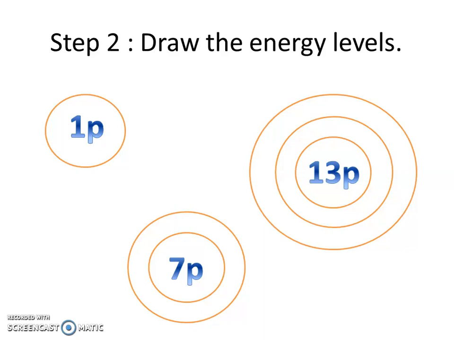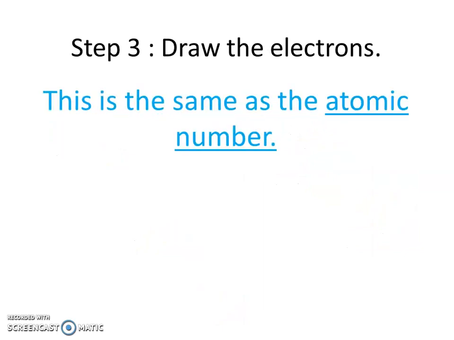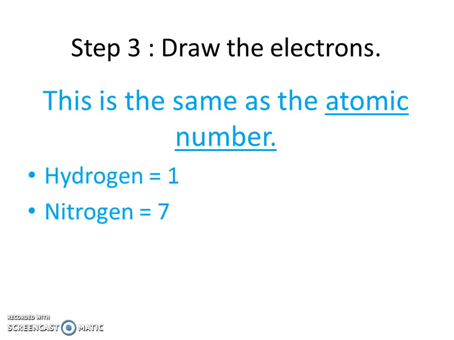We're almost done. Step 3 is to draw in the electrons. Remember, this is the same as the atomic number for a neutral atom. So however many protons you labeled is how many electrons you're going to draw. So hydrogen has 1, nitrogen has 7, and aluminum has 13.